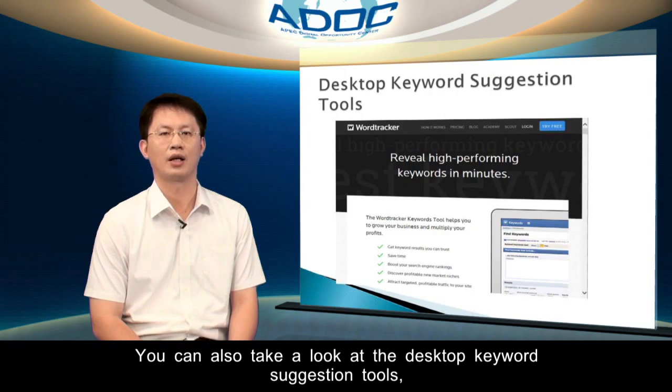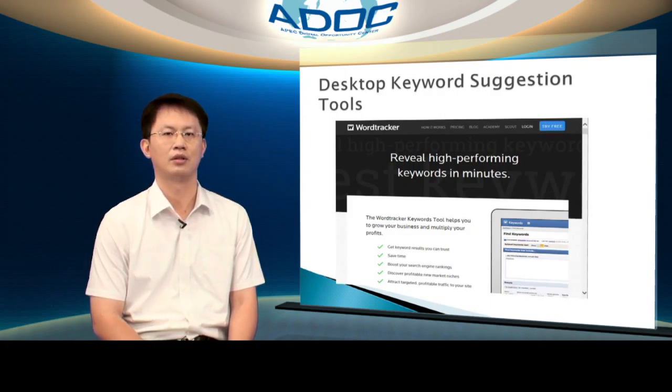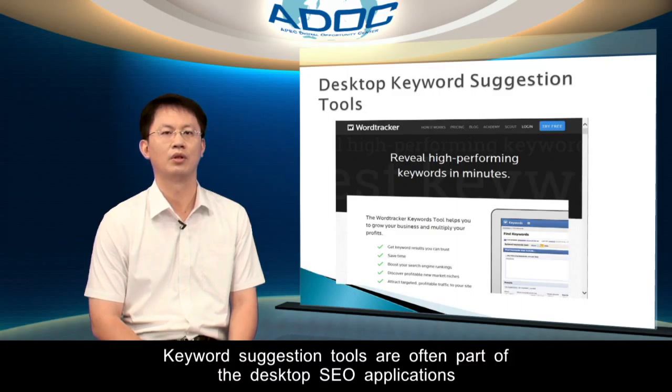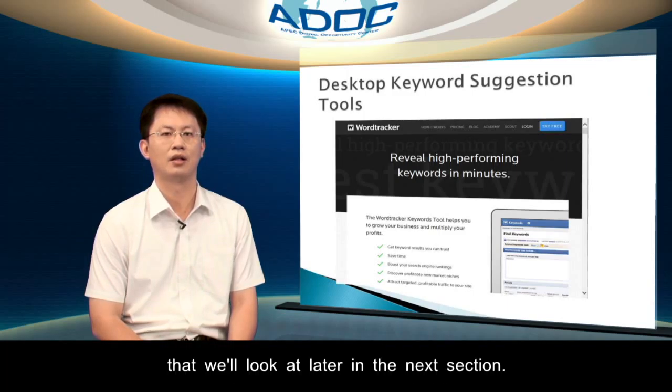And you can also take a look at the desktop keyword suggestion tools, such as those from www.wordtracken.com and www.webceo.com. Keyword suggestion tools are often part of the desktop SEO applications that we will look at later in the next sections.